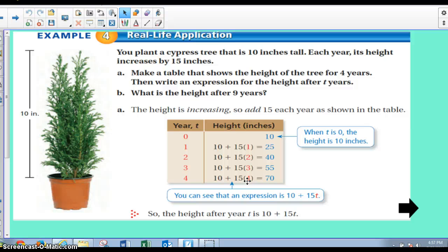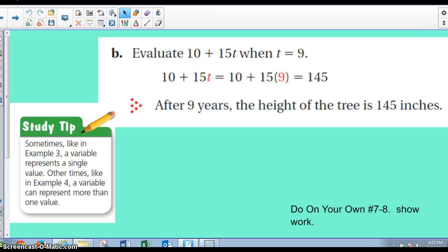If they say 9 years, I'm going to take a look here. When they tell you the exact amount of years, here we go. You're going to do 10 plus 15t, but we're putting in 9 years. 10 plus 15 times 9 equals 145. All right, so it's 145 inches.